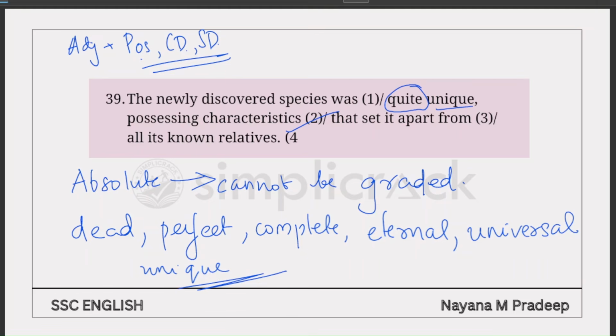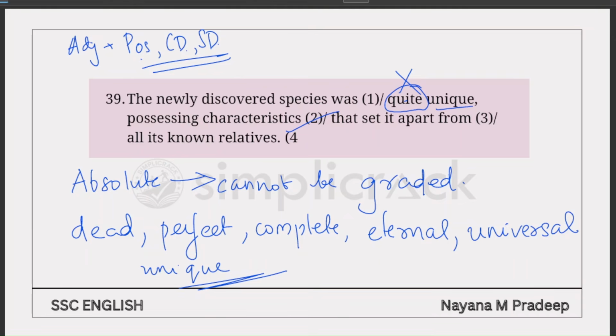Absolute adjectives mean something that expresses something in the maximum or the perfect or the absolute state. So you cannot actually grade it again. So unique is one such adjective. Therefore, you cannot use other words like very, much, quite, more, most, etc. along with these adjectives. So the use of quite along with unique is wrong. You cannot grade it using any other words. So it should be: the newly discovered species was unique.